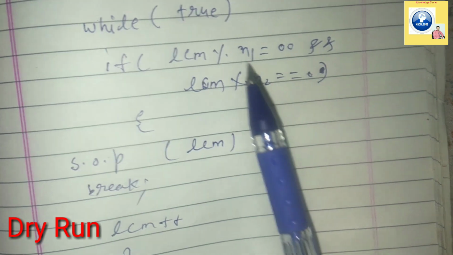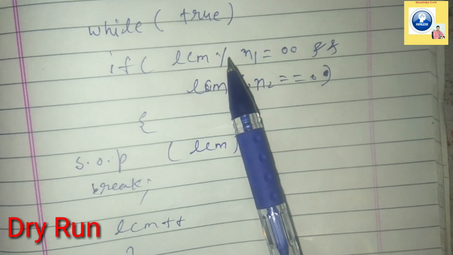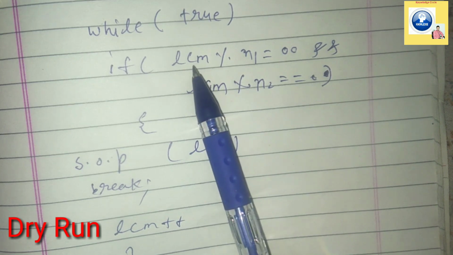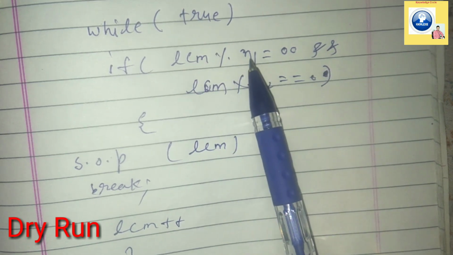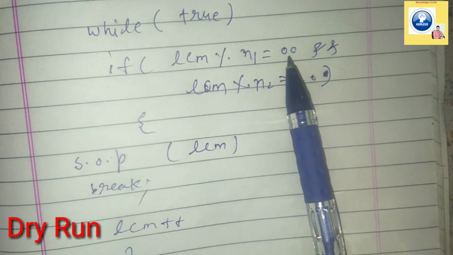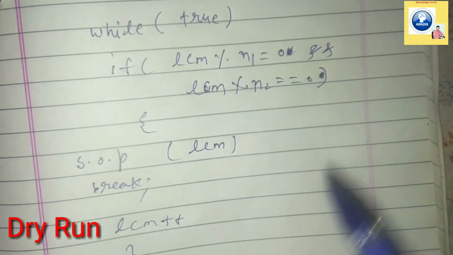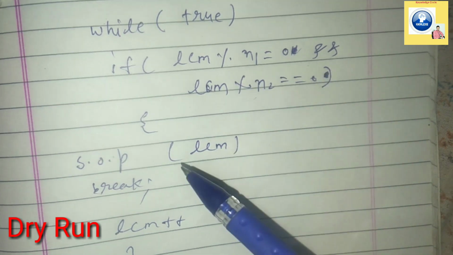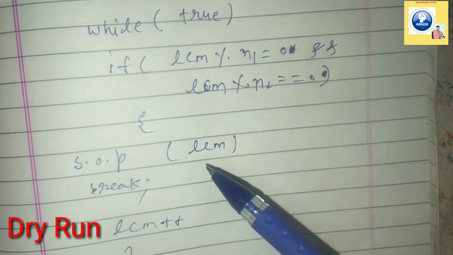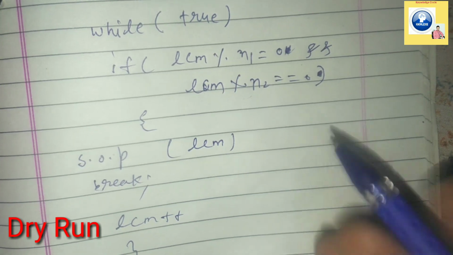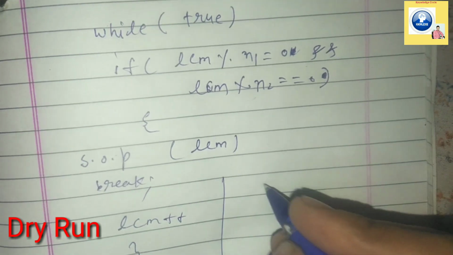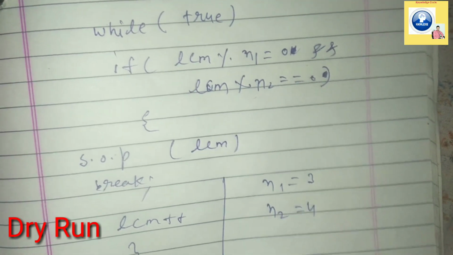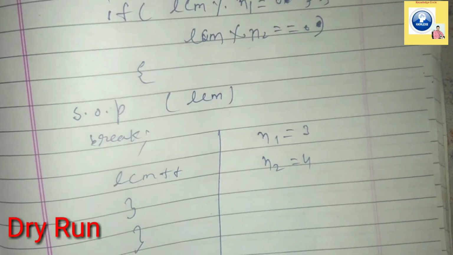What we have to do is modulo the LCM by the number, meaning we divide the LCM by the first number, and when it is divisible by the second number too at the same time, then that particular value will become the LCM. Okay, let's take some input. Suppose n1 is 3 and n2 is 4. Now number 1 is 3, number 2 is 4.